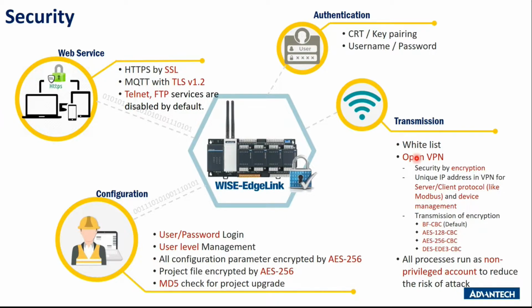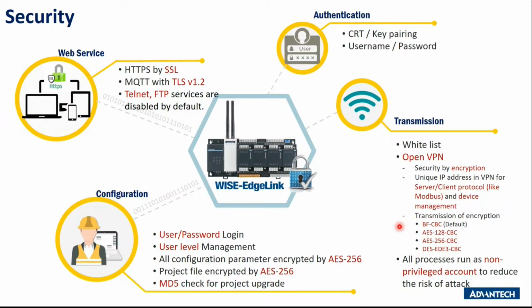They use the IP base to do the whitelisting, right? You can set up which IP is allowed to access your data. This is what we call whitelisting. The second one is that if you want to communicate securely, you can use the OpenVPN method. This is the encryption method our VPN is supporting.